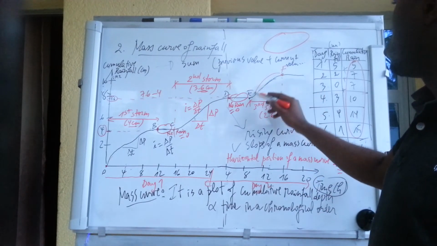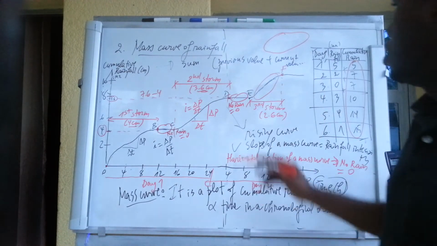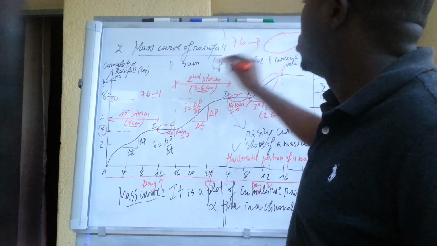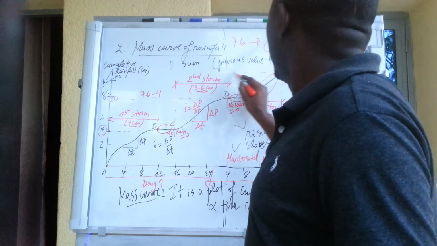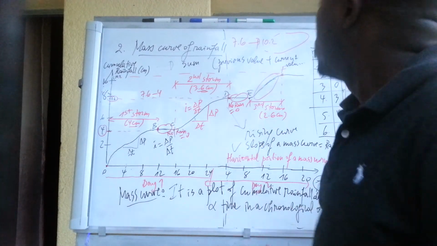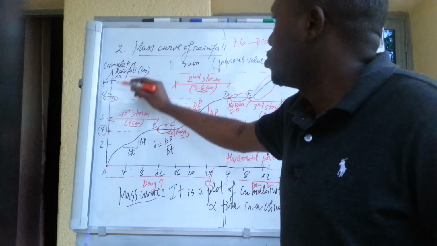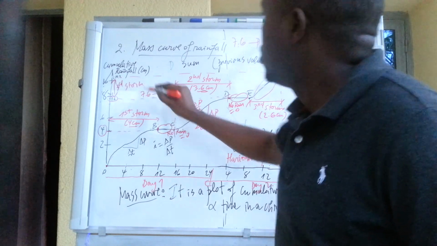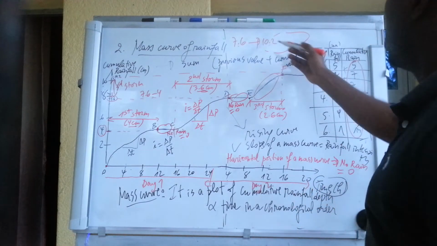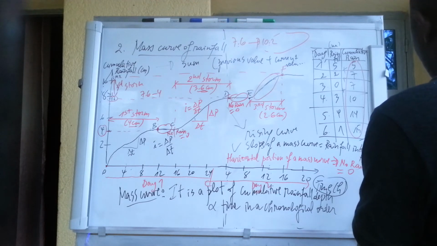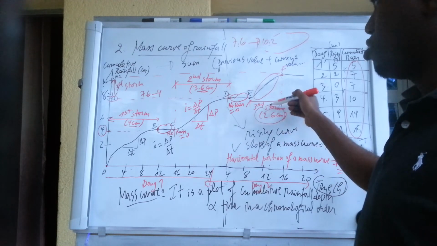And the third storm is this one. It was from 7.6 up to nearly, when you continue, nearly 10.2. So it was ranging from 7.6 to here. So this is the third storm. Taking this minus this, you get 10.2 minus 7.6, which gives 2.6. So this is the third storm depth.